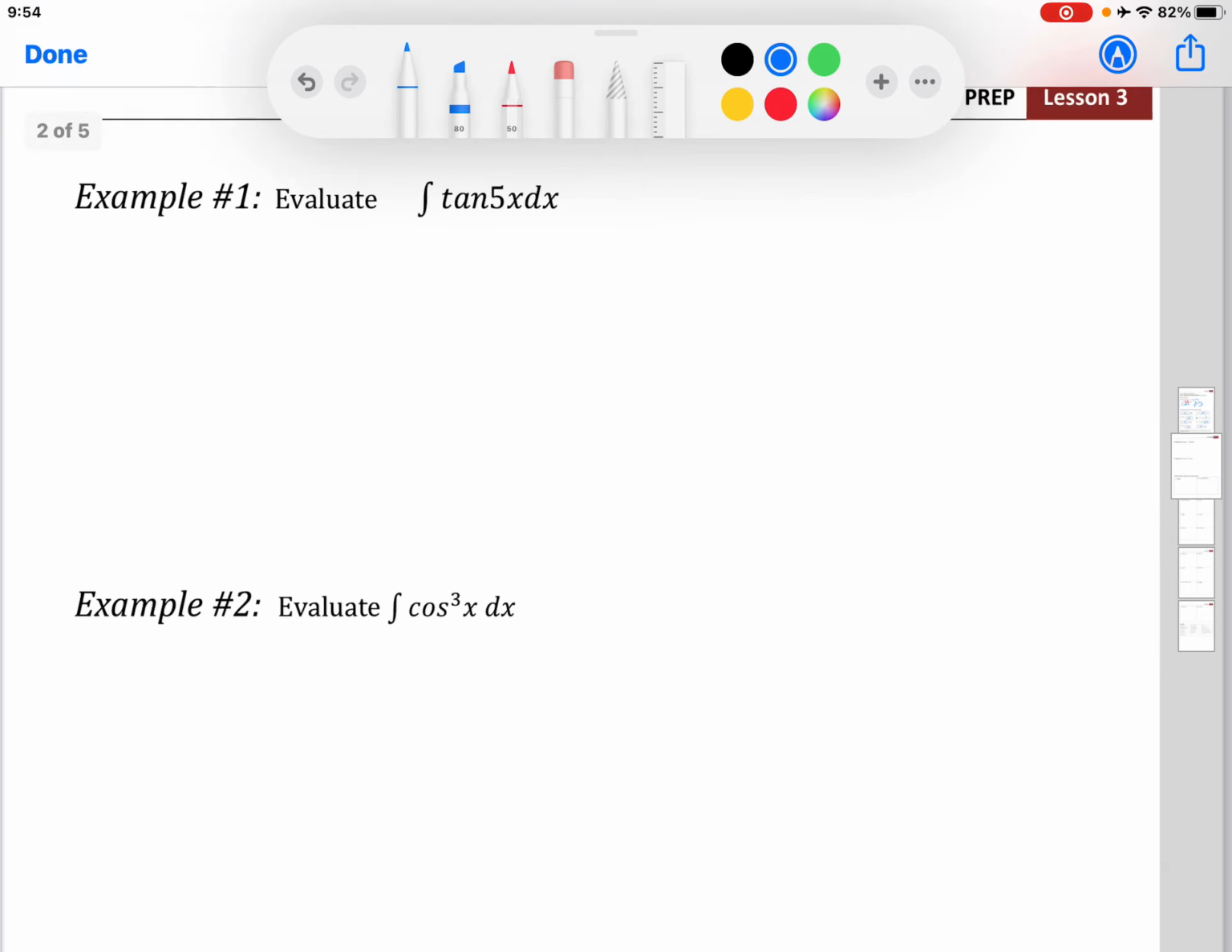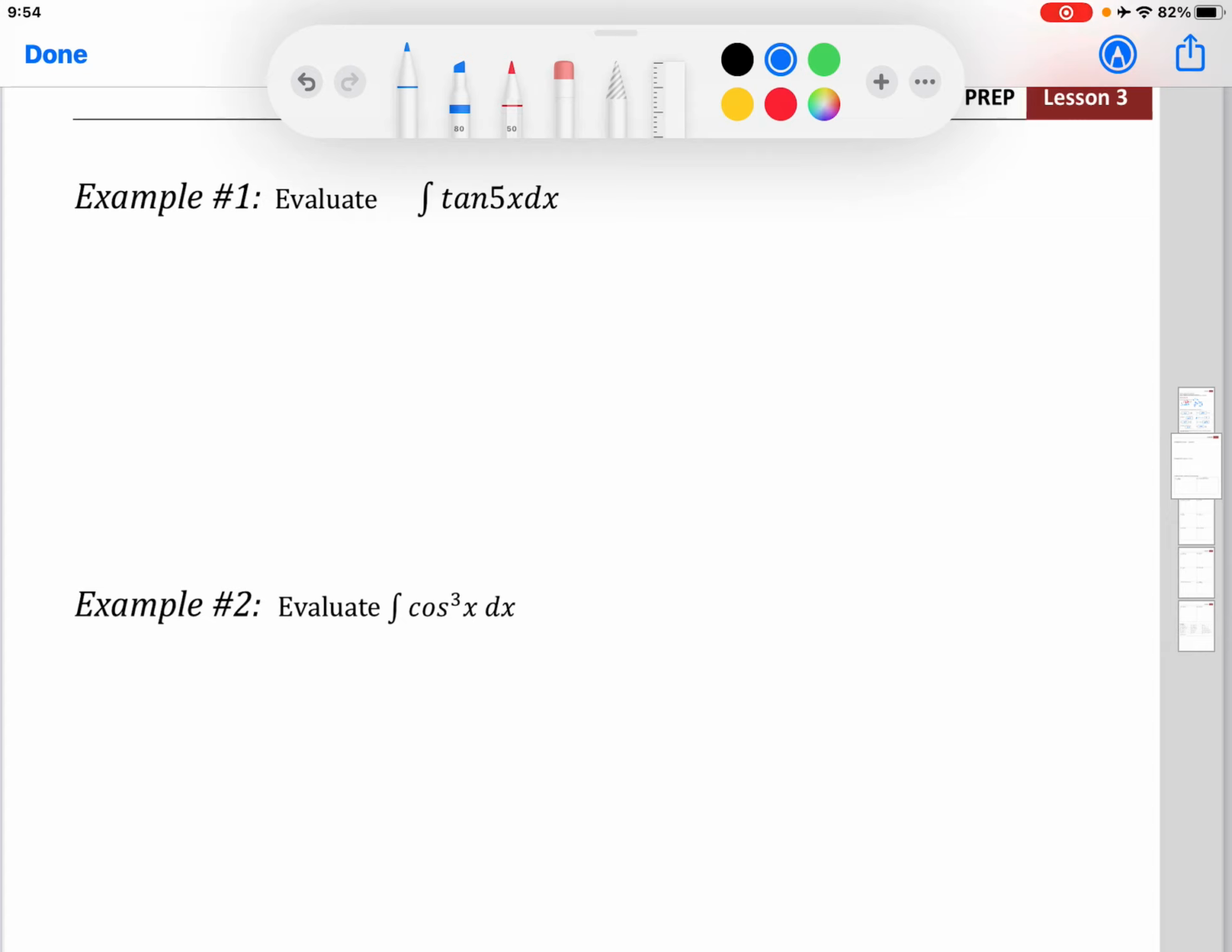So let's get started with the examples. Our first example is giving us the integral of tangent 5x. So here we will have to rewrite it. Why do we need to rewrite it? Because I do know the derivative of tangent is secant squared x, but I don't know what would give me an answer of tangent x. What would be the function?